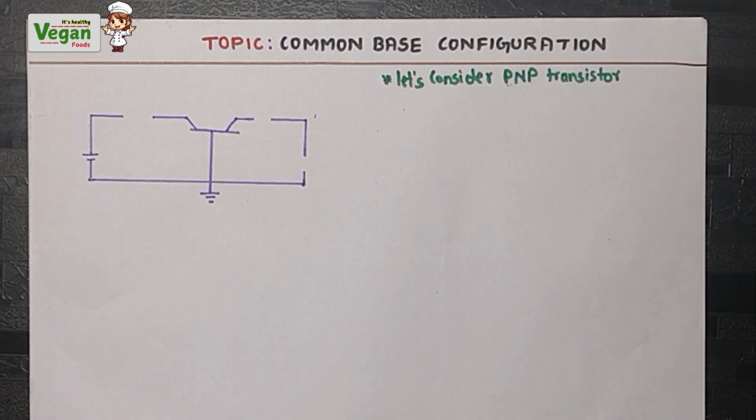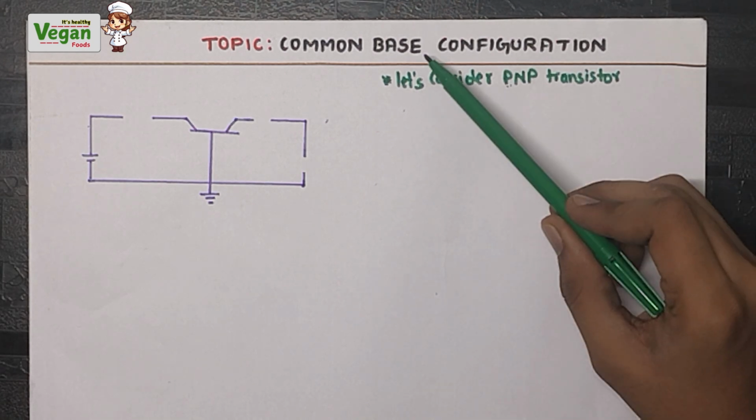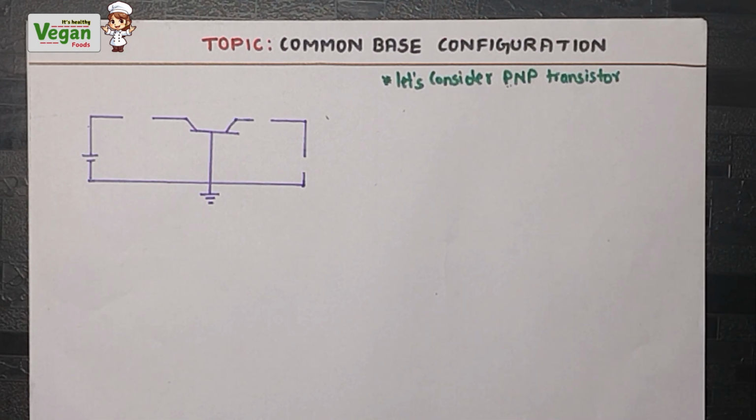Every transistor has three terminals, that are base, emitter and collector. Transistors can be connected in a circuit in three ways. The first one is common base configuration, the second one is common emitter and the third one is common collector. Now we are discussing the common base.